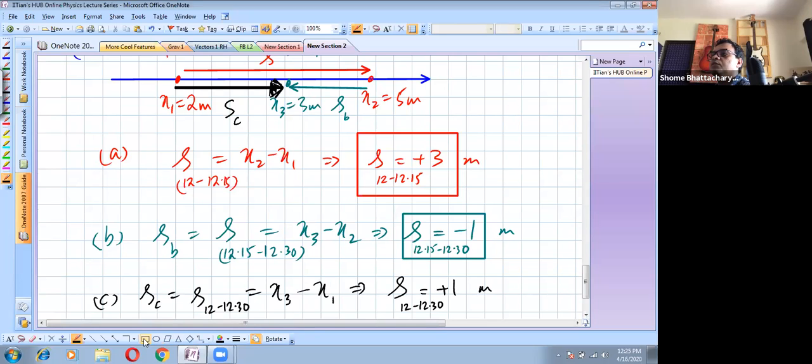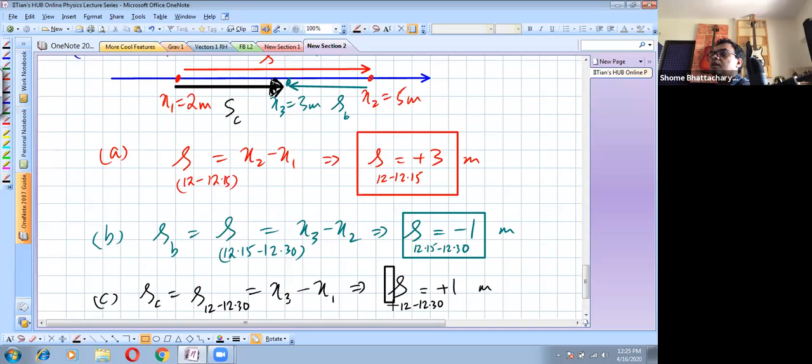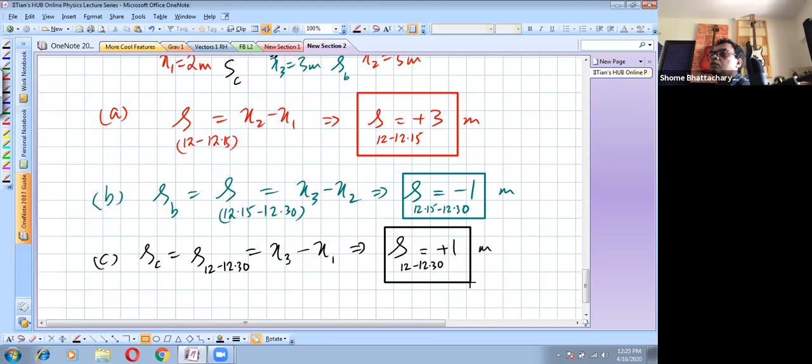Just beg your pardon with one thing. This part, the answer should be -2, not +2. Just make a correction here. It is going from 5 to 2, right? So his displacement should not be -1. His displacement should be -2. So just make sure you make a correction here. So these are the answers for the first part about the displacement.